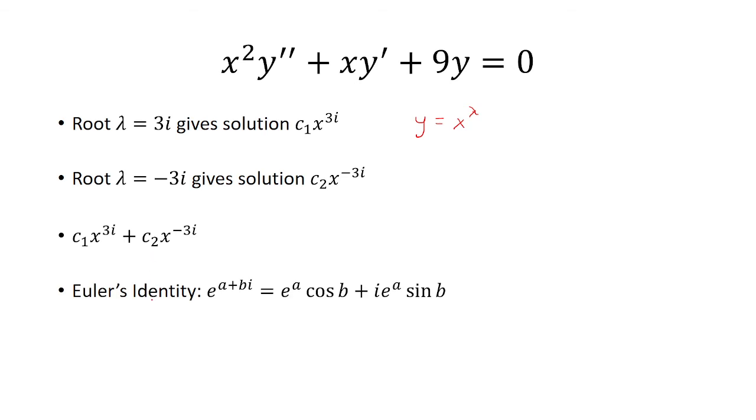But we can use Euler's identity and simplify this further. Euler's identity says e to the a plus bi is e to the a times cosine b plus i times e to the a sine b. Or if you want, you can factor out the e to the a, and you're left with cosine b plus i sine b.